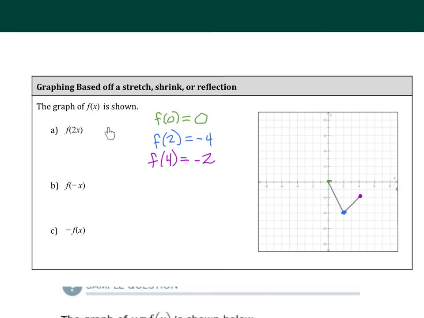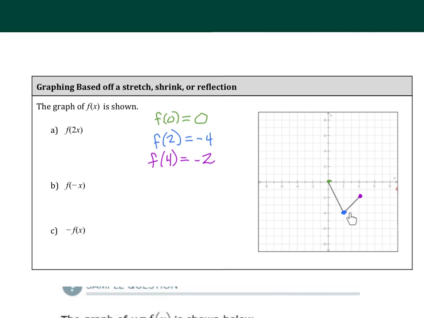So we're given f of x, and we're given a graph of f of x, and we're asked to find f of 2x, for example, a. How are we going to handle this? I would start by looking at these key points. So this is the point 0, 0. This is the point 2, negative 4. This is the point 4, negative 2. That's your basic reading coordinate grids.